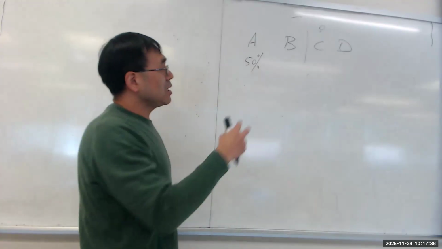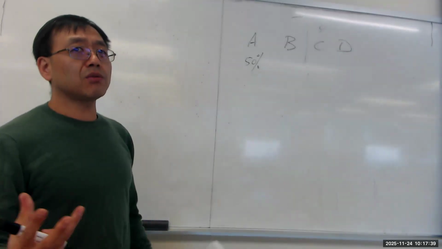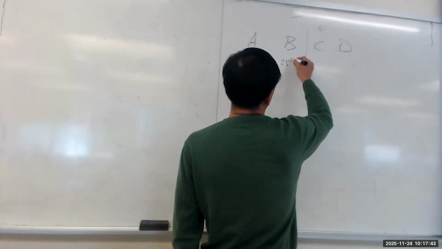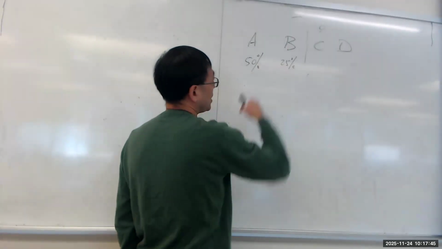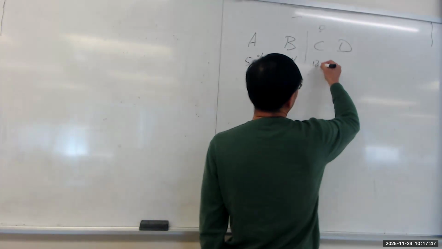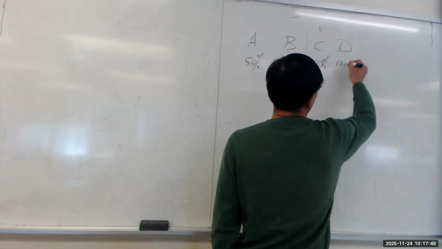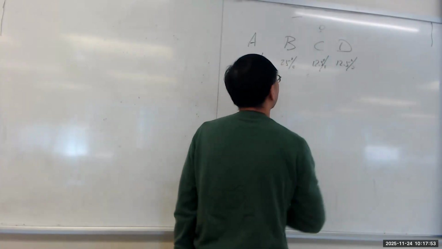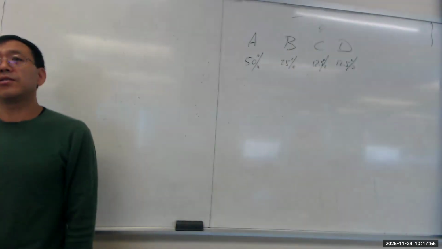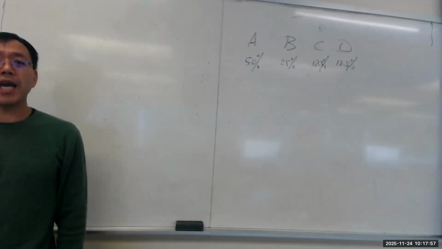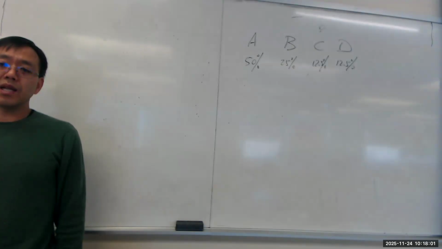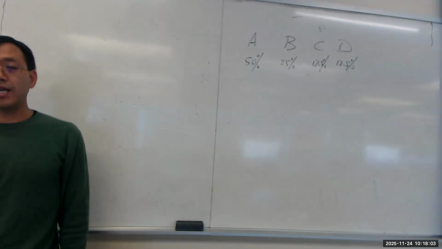Here, I'll pick these numbers not randomly, but based on some probability. 50% is going to be A, 25% is going to be B, 12.5% is going to be C, and the same 12.5% is going to be D. Now, on average, what's the minimum number of guesses you need to guess my letter?